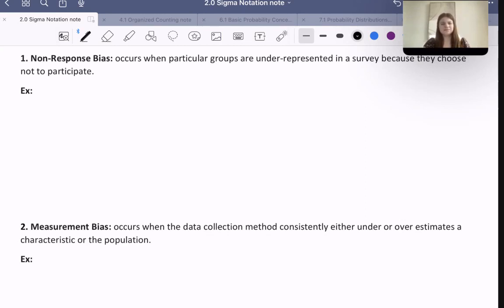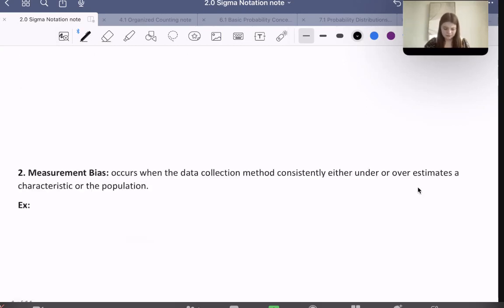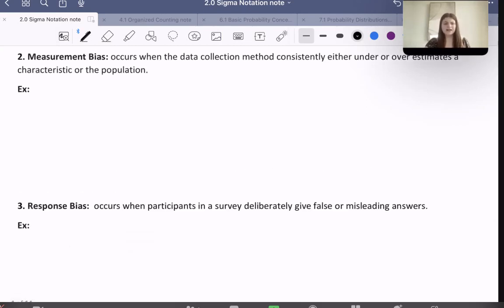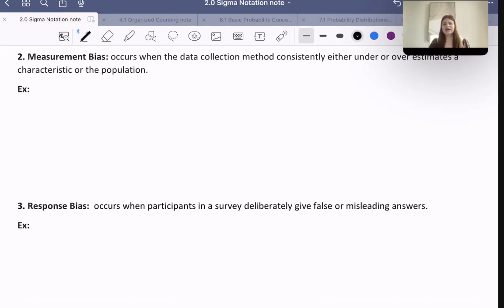Awesome. The second one is measurement bias. Measurement bias occurs when the data collection is either under or overestimated based on characteristics of the population. So, for example, let's say a survey is taken in a specific geographic area when it's meant to represent a population of people who are also outside of that geographic area, right?